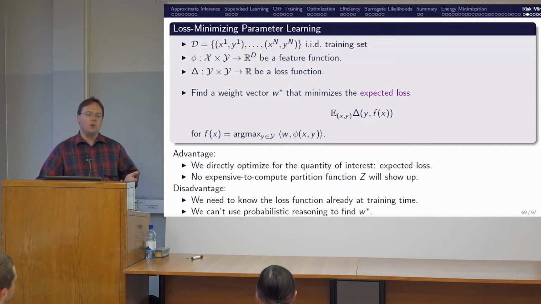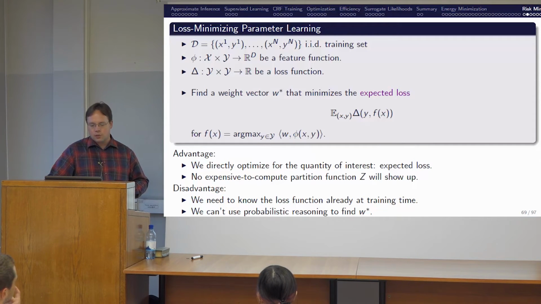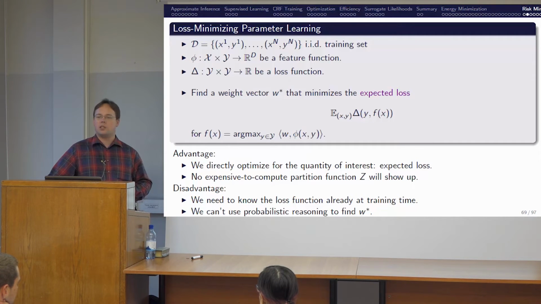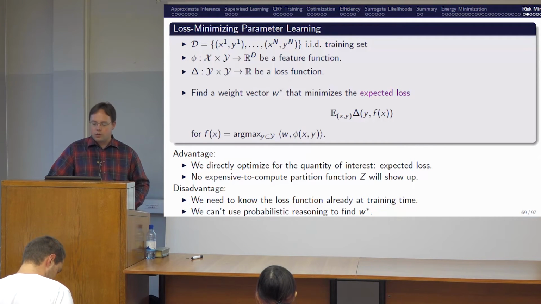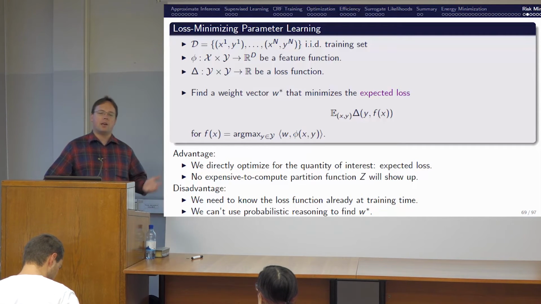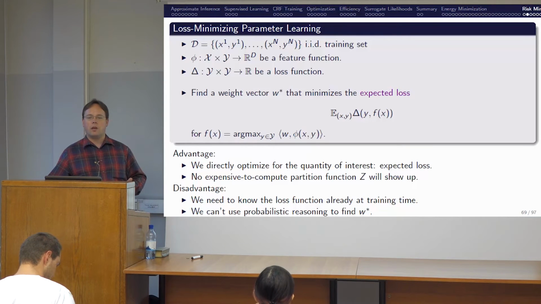So taking this kind of view, directly going for a function that has the minimum expected loss, has the advantage that we really optimize for the quantity of interest, small loss. We don't care about maximum likelihood of the data if what we really care about is minimizing the loss at prediction time. Another nice thing is that the partition function that needed summation over exponentially large state spaces will not even show up. So we avoid that problem completely. The disadvantage is, well, we need to know the loss function, otherwise we cannot talk about the expected loss. That might not be a big problem. But also, we cannot use probabilistic reasoning for finding the best w. We can still talk about expectations, but we cannot talk about maximum likelihood, MAP estimation, and so on, because we now don't define a probability distribution anymore. We only define this compatibility function.